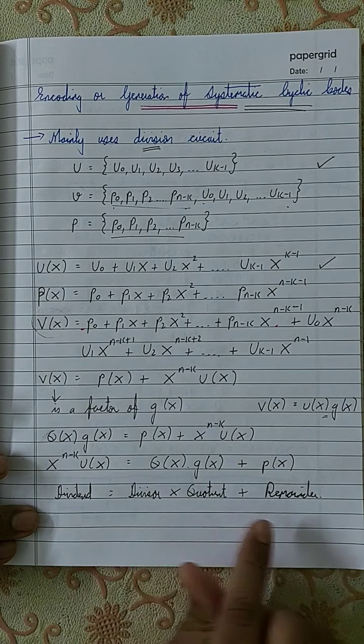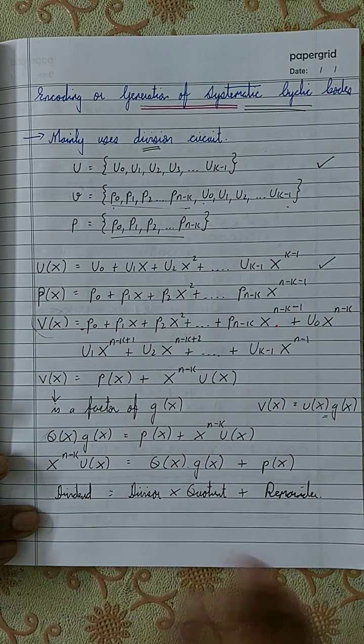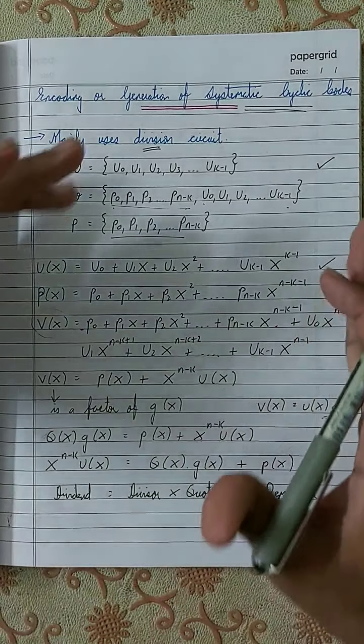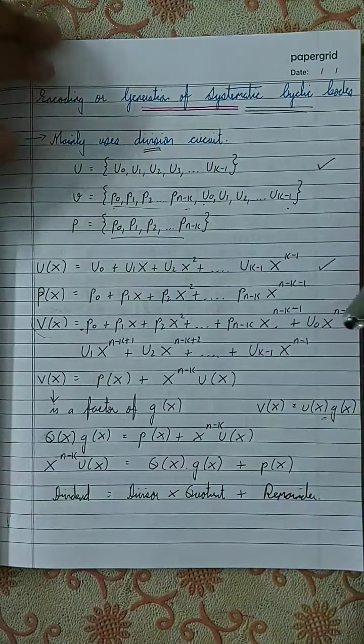You don't need to find the quotient; it is not relevant over here. It's not the quotient that you want. You want the remainder. So for that purpose only, we are drawing the division circuit.